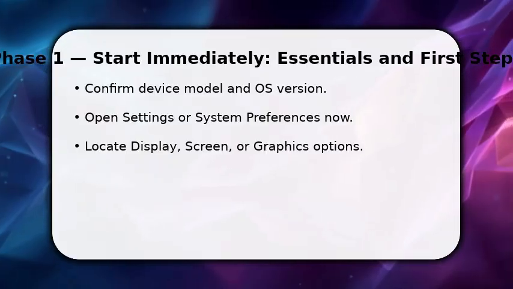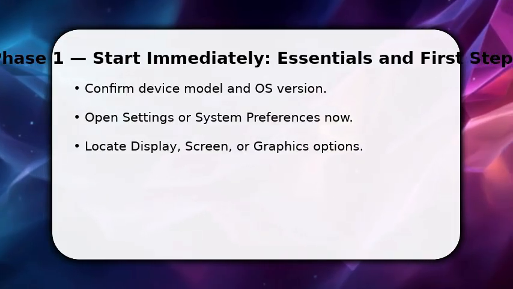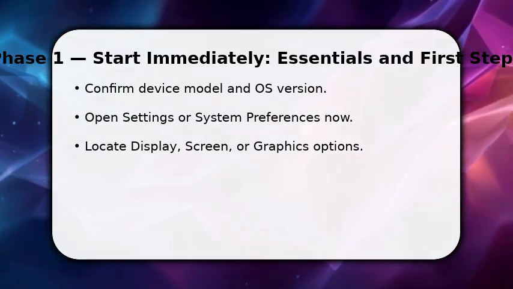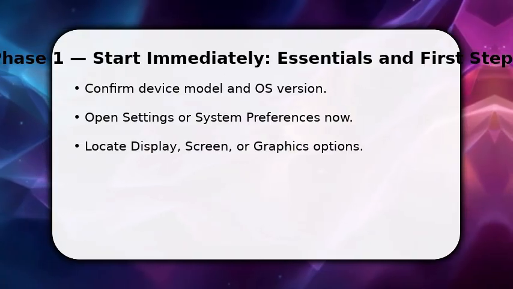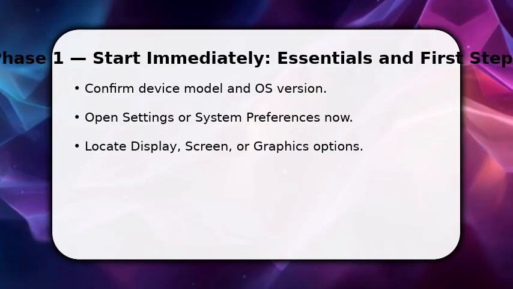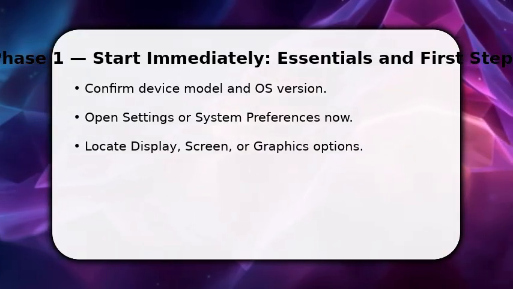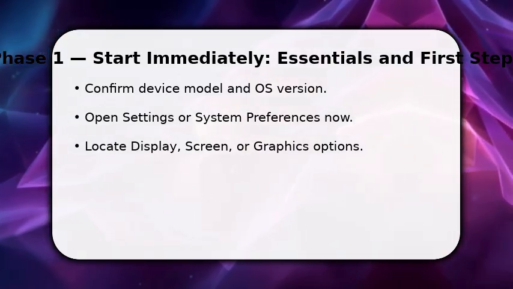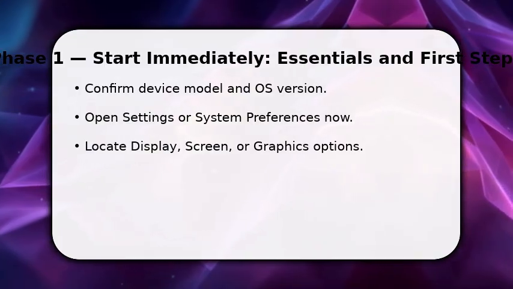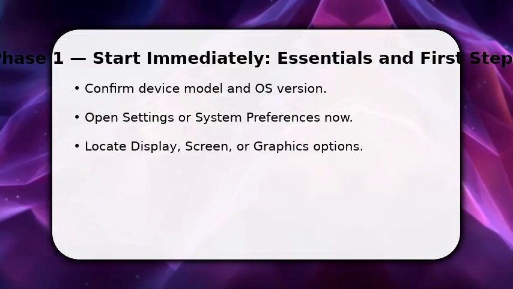You start by confirming the device and OS so you know where HDR controls live. Once done, open Settings or System Preferences and go directly to Display or Screen Settings. Make sure you have admin access if required. If your device has a dedicated graphics or video section, open that next. You're aiming to reach the display controls quickly, because changing HDR often needs the main display pane.